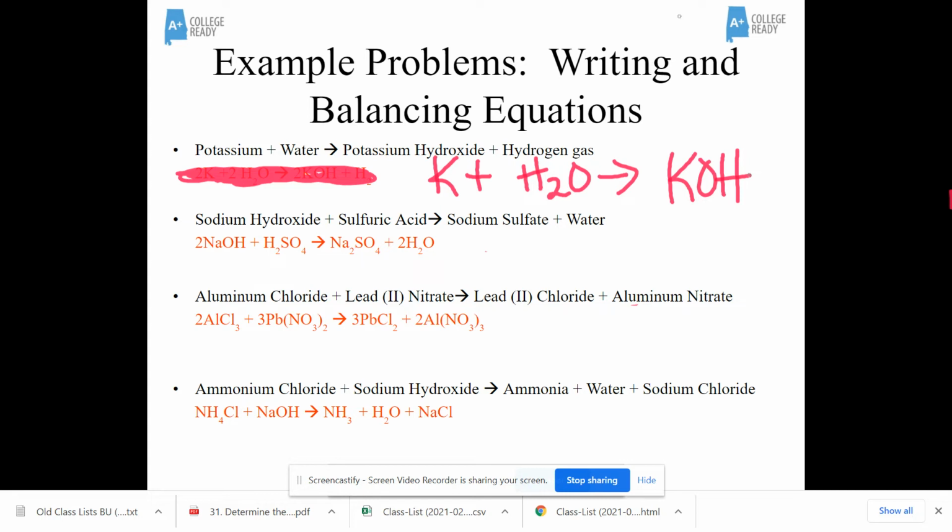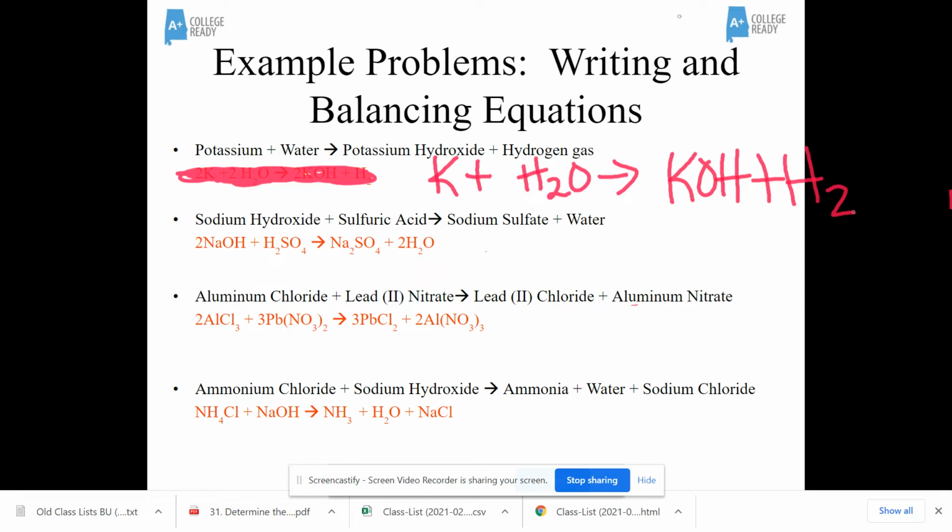Because potassium has what charge? Positive 1. What does hydroxide have? Negative 1. So we just need one of each. That OH, hydroxide, is a polyatomic ion that you should have memorized a long time ago. And then we have hydrogen gas, which is just H2. That's my skeleton equation. That's all my formulas.